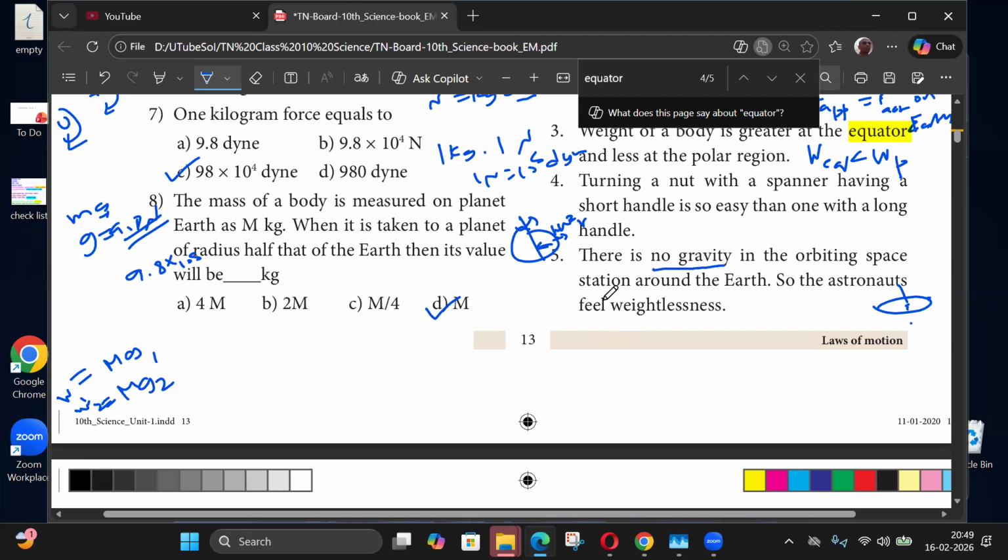There's in some sense true because, see, this is Earth, right? The astronaut here is moving like this. One force is the gravity force, another force is the centrifugal force. These two are balanced, then the net force on the astronaut is zero. So that's why we feel weightless.